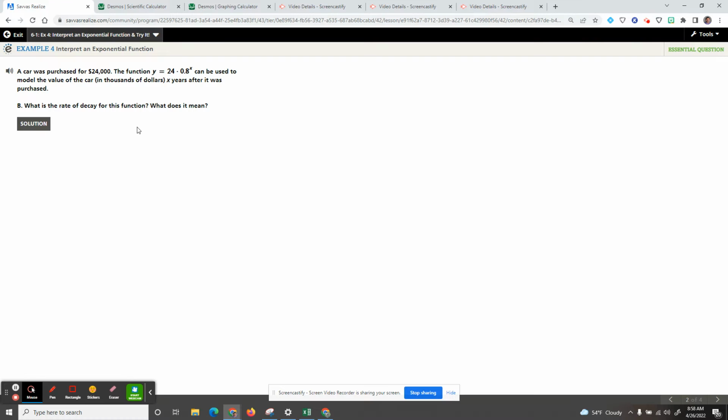So what is the rate of decay for this function, and what does it mean? If the B value is 0.8, that means the rate of decay is 0.2, or 20%. The other way to think about it is, the car's value is going to decrease by 20% each year. The B value represents directly the value that the car is going to hold each year. So if it's losing 20% each year, the B value of 0.8 means it's holding 80% of its value each year.